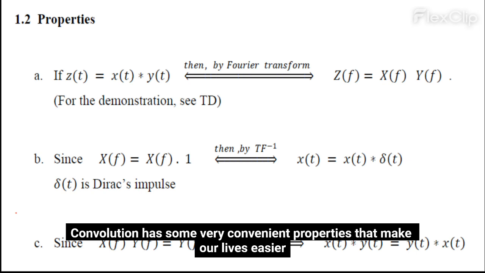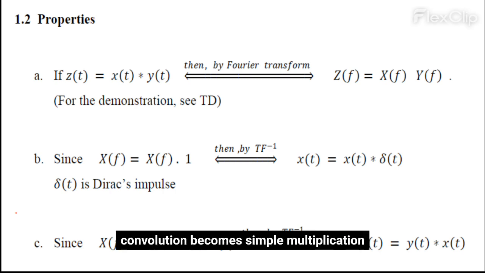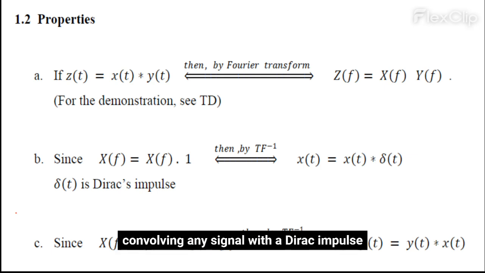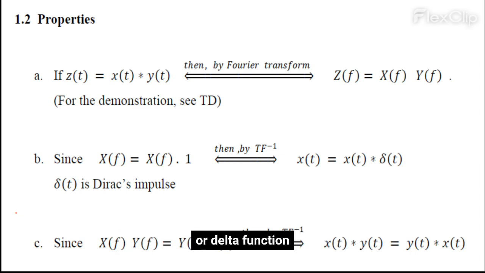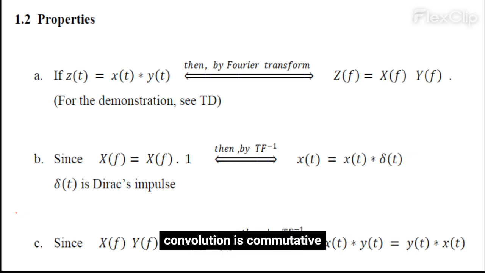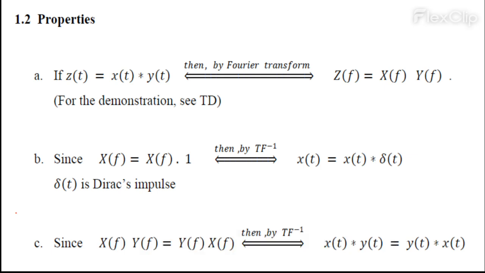Convolution has some very convenient properties that make our lives easier. First, in the frequency domain, convolution becomes simple multiplication. This is a powerful shortcut. Second, convolving any signal with a Dirac impulse, or delta function, returns the signal itself, much like multiplying a number by 1. Finally, convolution is commutative, meaning the order of the signals doesn't matter. X convolved with Y is the same as Y convolved with X.